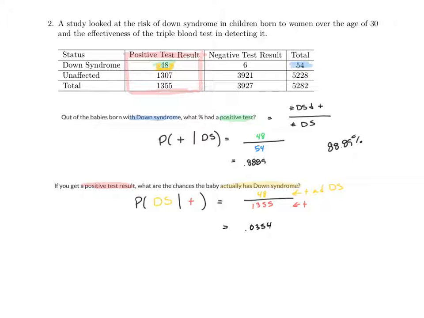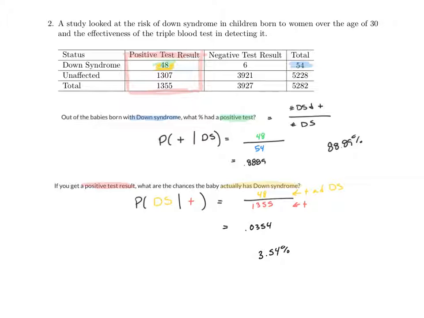0.0354. Now this should cause you to pause for a second, because what this is telling us here is you go in, you get the triple blood test in the first trimester of your pregnancy, and if you get a positive on it, it looks like there's a 3.54% chance the kid actually has Down syndrome. Big question here. Does this look accurate?